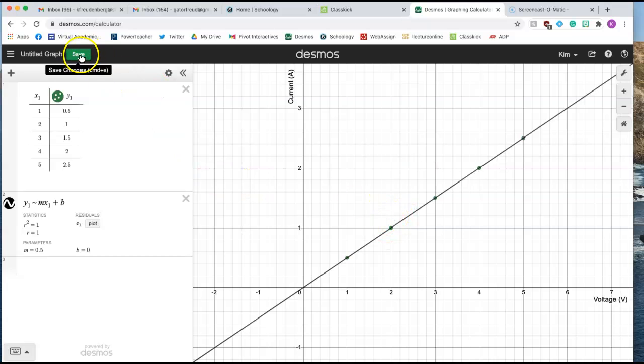Once you're done with it, make sure you save it so you can find it later in case there's an error, and then that's it. Then just take your screenshot and put it in. Make sure I can see all the boxes over here on the left, and make sure that it's a nice big graph. Hit that zoom fit button.